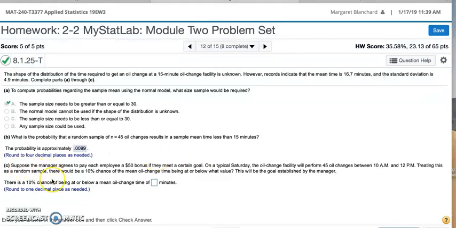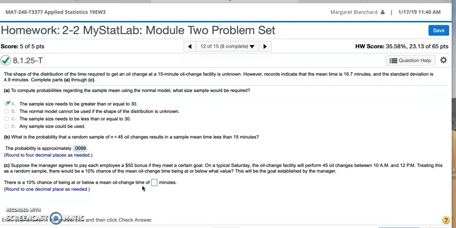So suppose the manager agrees to pay each employee a $50 bonus if they meet a certain goal. On a typical Saturday, the oil change facility will perform 45 oil changes between 10 a.m. and 12 p.m. Treating this as a random sample, there would be a 10% chance of the mean oil change time being at or below what value? There's a little typo; it should be framed as a question. But anyway, this will be the goal established by the manager. So there is a 10% chance of being at or below a mean oil change time of what minutes?